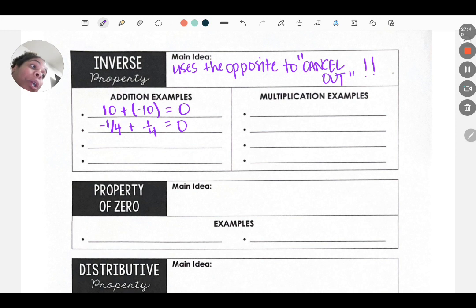All right, let's add some variables. Obviously, we can do, let's do v plus negative v. Whatever v is, the opposite of that will cancel each other out. All right, and then we have, let's do negative 3x plus positive 3x will cancel out each other, right? So we have the inverse property.